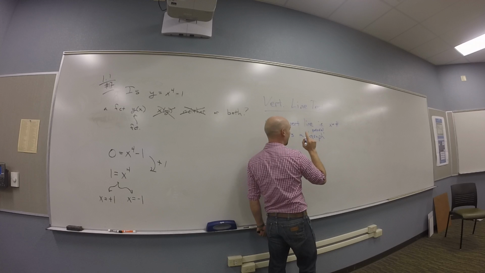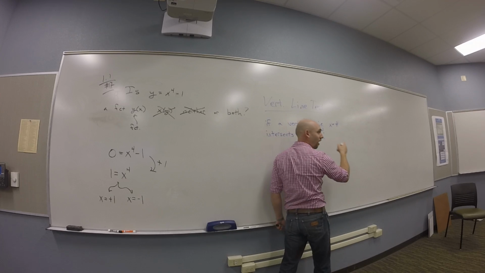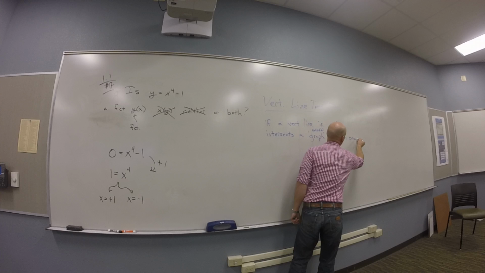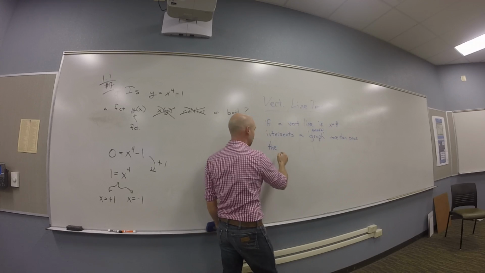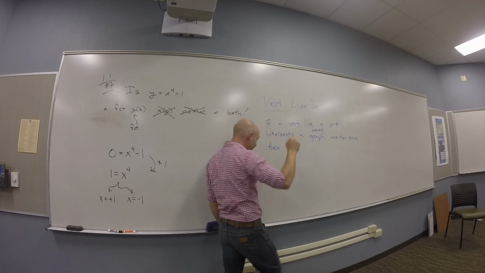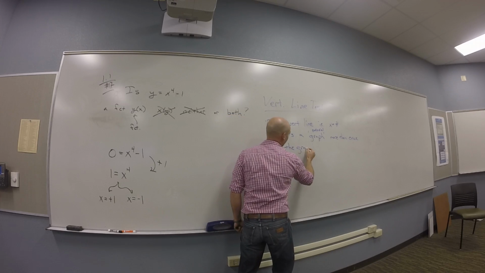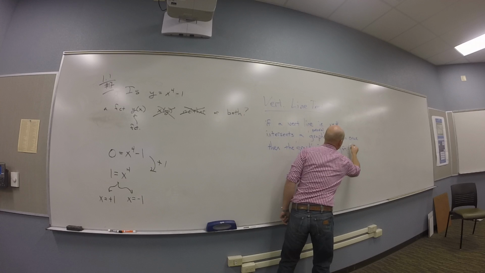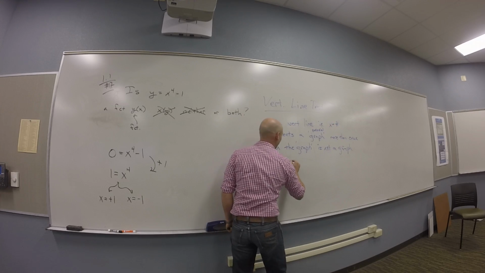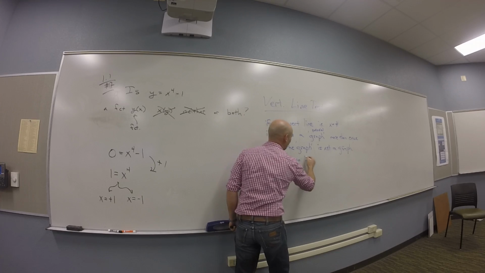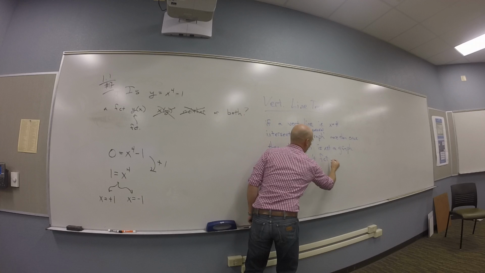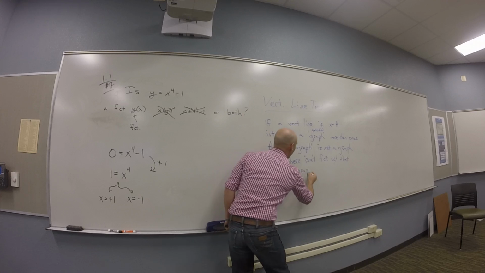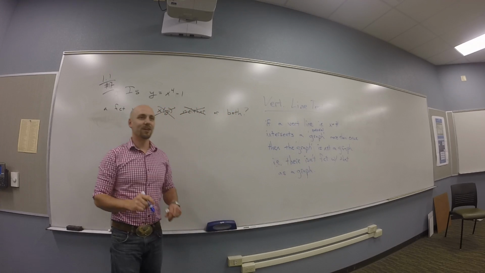So I have a potential graph, and if my vertical line intersects a potential graph, what? More than once. Then what? It's not a function. The graph is not a graph, i.e., there isn't a function with that graph. I really should put the word graph next. Really we should call it a graph test. That would be better. You guys all with me on that?